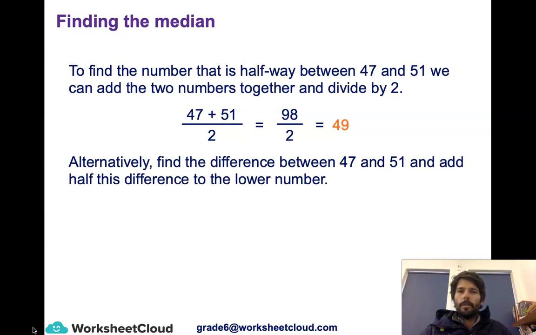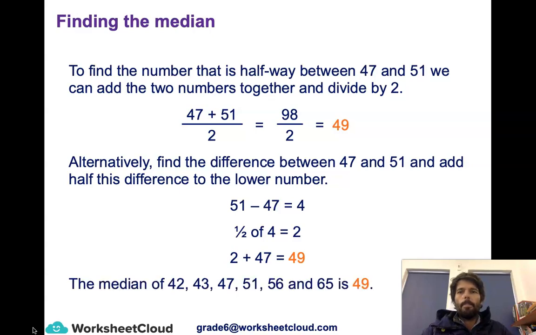If you find the difference between 47 and 51, and add half of this difference to the lowest number, it will also give you the answer of 49. Okay? I would encourage you to simply find the average of the 2 middle numbers like we did in the top section, but it is interesting that you can find the median in a different type of way. So there you have the final answer.